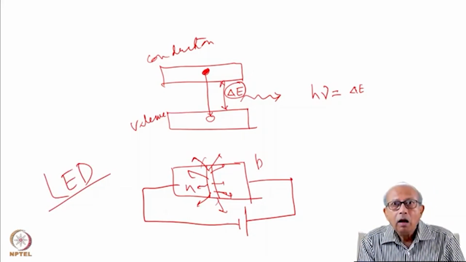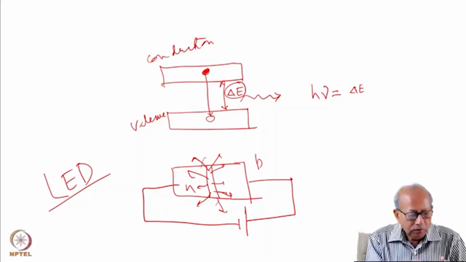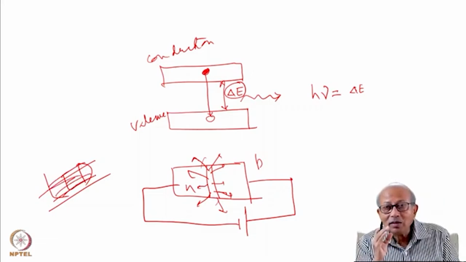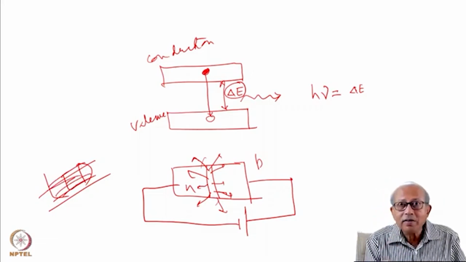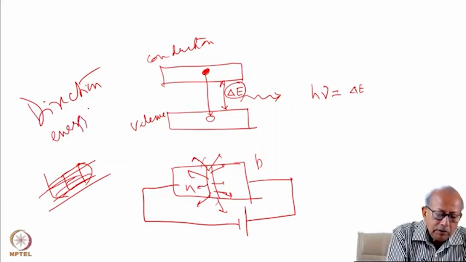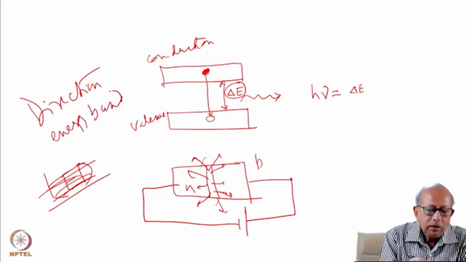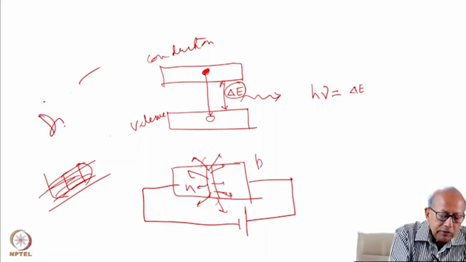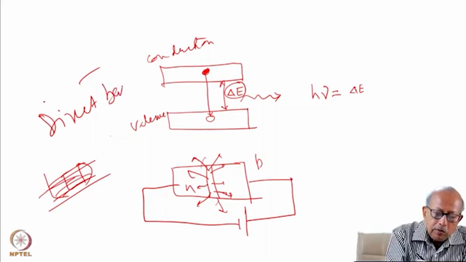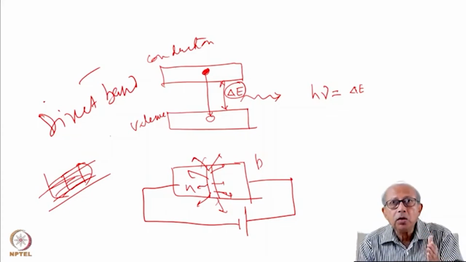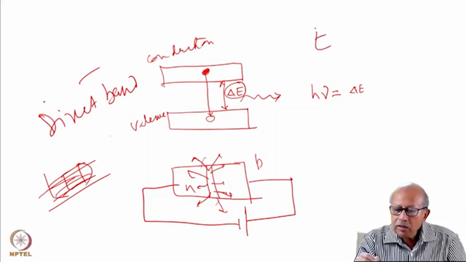However, all semiconductors cannot emit light, because for emission of light it has to be a direct energy band semiconductor. Direct band semiconductor, only then this process will ensure conservation of both energy as well as momentum.